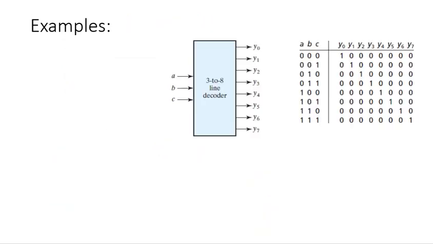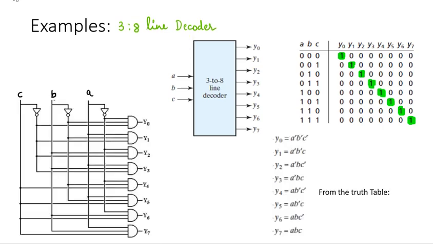As a second example, we have a 3:8 decoder, and we have three inputs represented as lowercase a, b, c and 8 outputs represented as y0, y1, y2, y3, y4, y5, y6 and y7. The corresponding truth table is also shown, and you can see that at any instant of time, only one of the output lines is at logic 1 for each input combination.